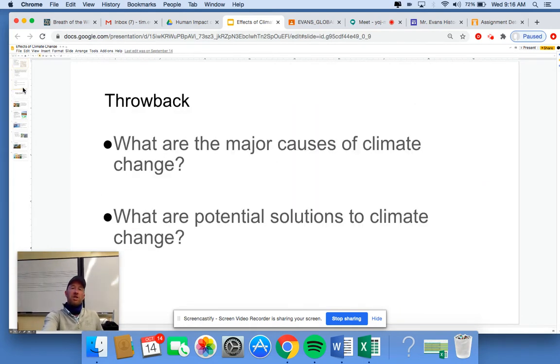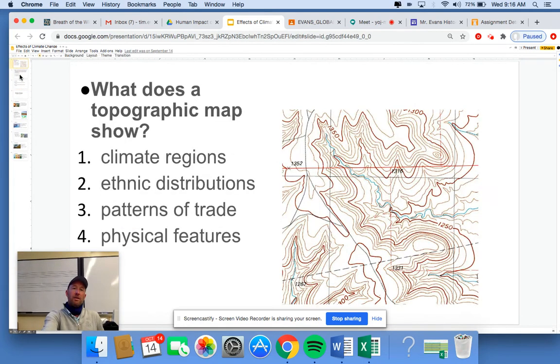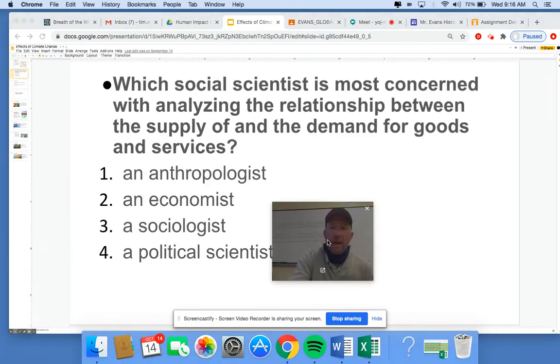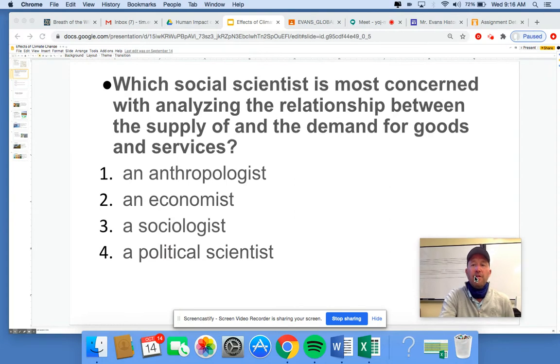All right, next question. Which social scientist is most concerned with analyzing the relationship between the supply of and the demand for goods and services? So supply is how much of something you have. Demand is how badly people want it. A good is anything of value that you can hold.